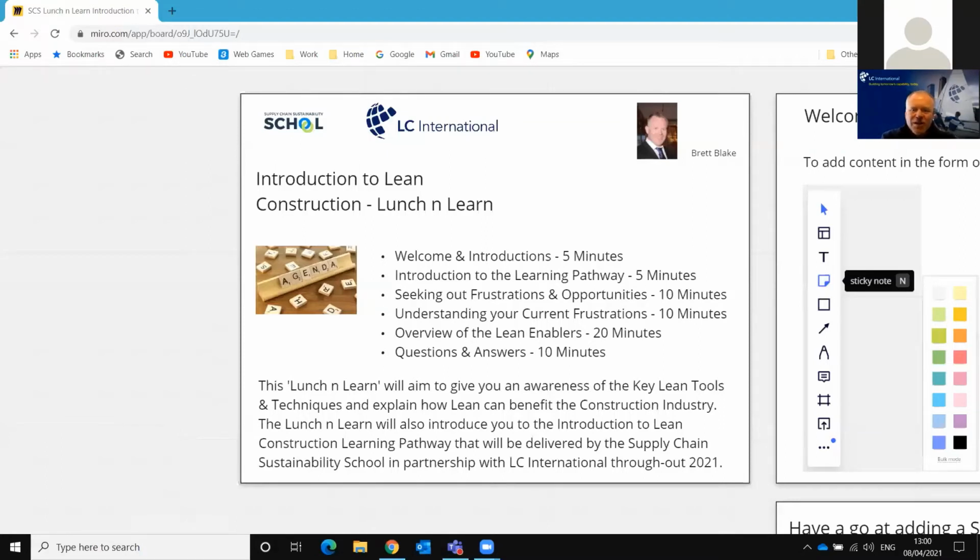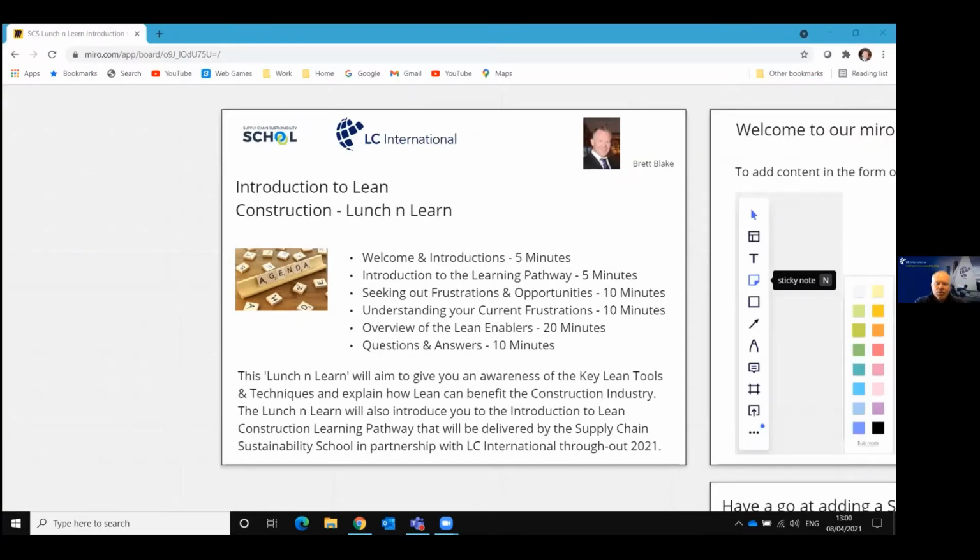Today, this Lunch and Learn will aim to give you an awareness of the key Lean tools and techniques and explain how Lean can benefit the construction industry. This Lunch and Learn will also introduce the Introduction to Lean Construction Learning pathway, of which this is one of 8 pathways that the Supply Chain Sustainability School will be launching this year that we'd like you to get involved with throughout the course of this year.